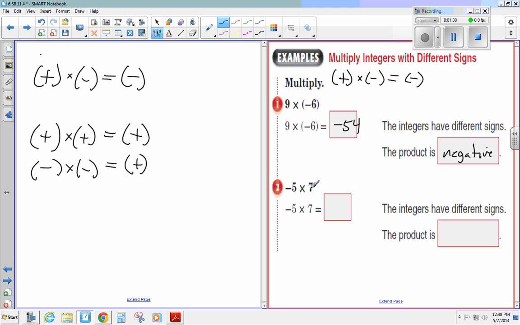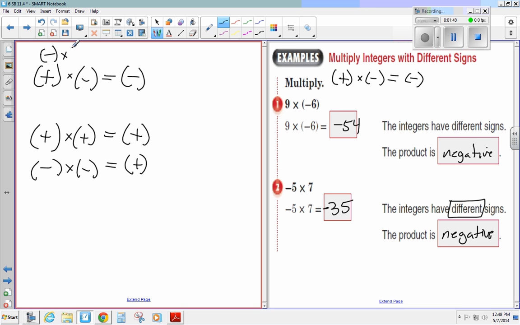This one here, 5 times 7 is 35. But the integers have different signs, therefore the product is negative. So you put a negative in front. Positive times a negative, I guess you could write negative times a positive as well, will give you a negative solution.